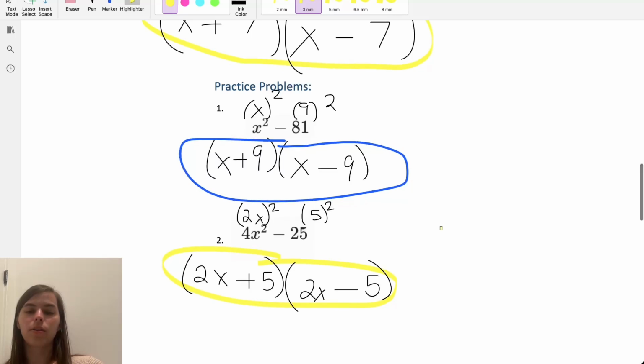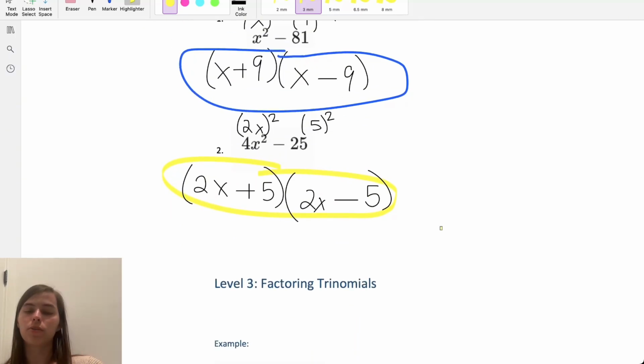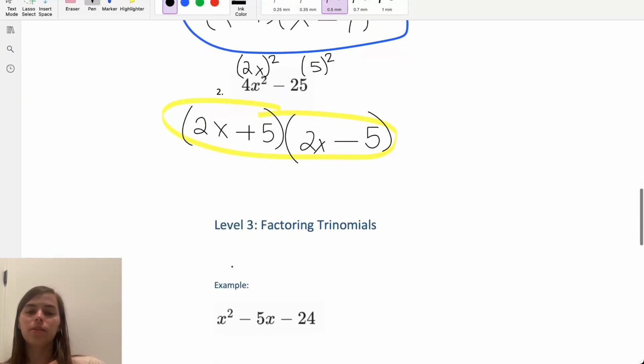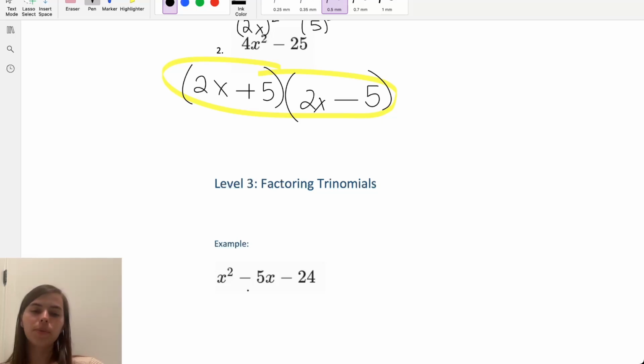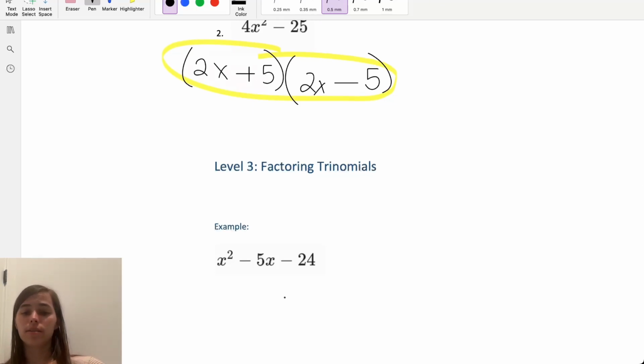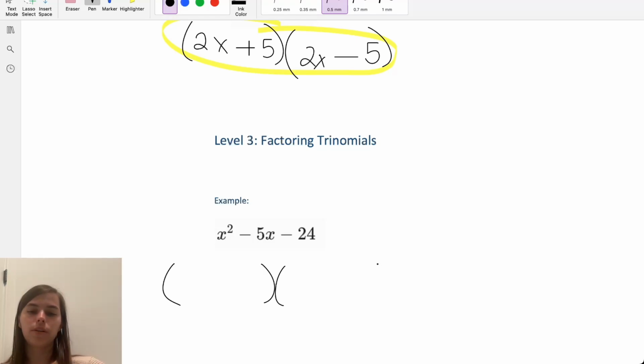Let's talk about our third type, which is factoring trinomials. So a trinomial typically looks like something like this. Just look at our example here. We've got an x squared, we've got a middle term here with just a number and an x, and then we've got our constant at the end, which is just a number. It's always going to look like this, but when we're factoring these, we have a similar setup to the previous ones where we have two sets of parentheses, but we need to figure out what two numbers add to get -5 and multiply to get -24.